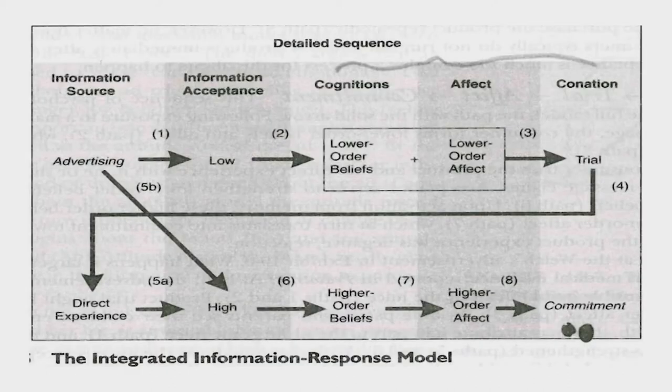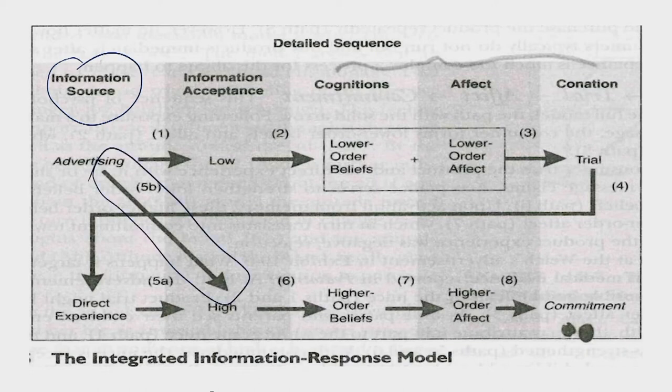It explains how the consumer perceives these messages, and based on these marketing messages, how he forms commitment to the products. There are two ways to this. This is called the information source, from where the information actually comes, and these are the marketing messages. The information source has two ways of affecting the consumer. One way is a direct way, using the 5B pathway. A message is given to a consumer, the consumer accepts it, forms higher order beliefs and higher order effect, gets higher order feeling, highly trusts the message, forms a positive attitude toward the message, and this leads to commitment.